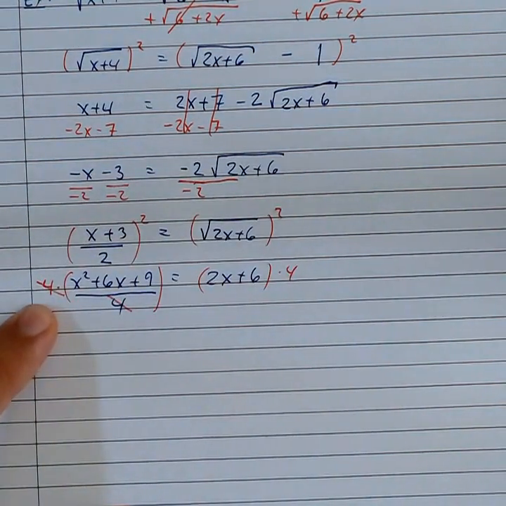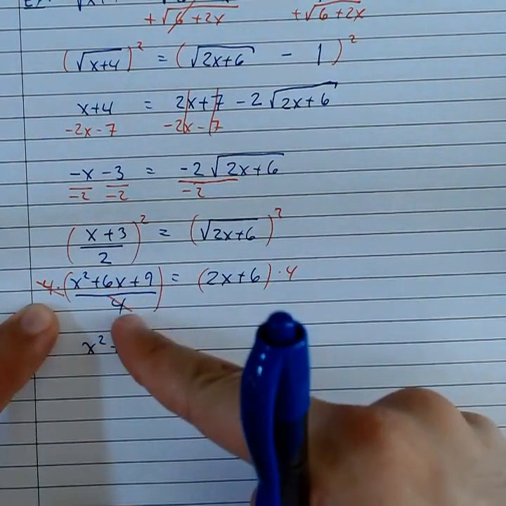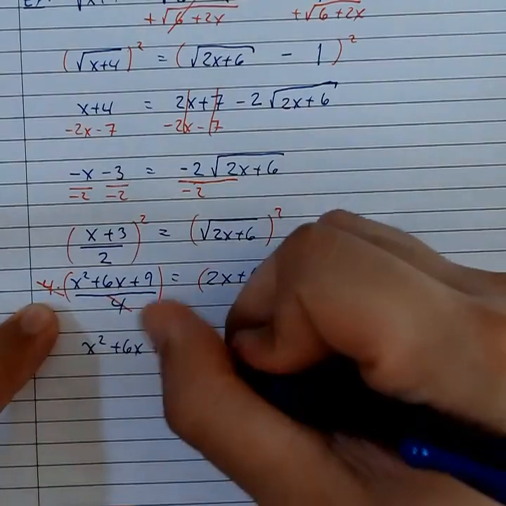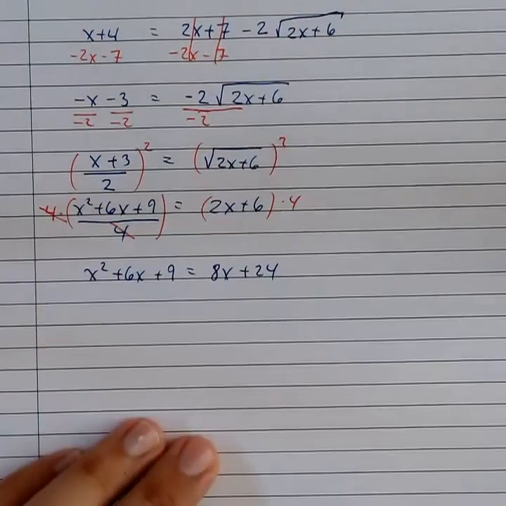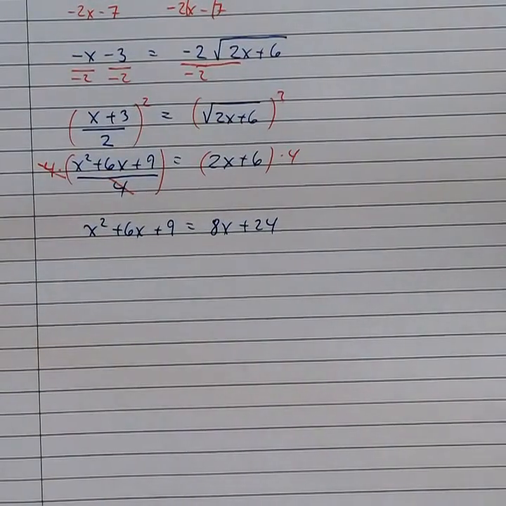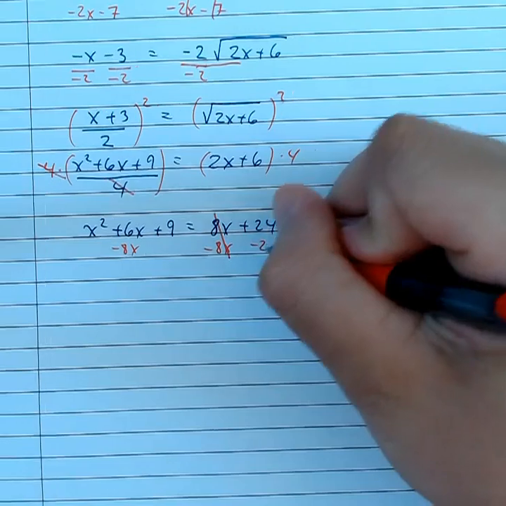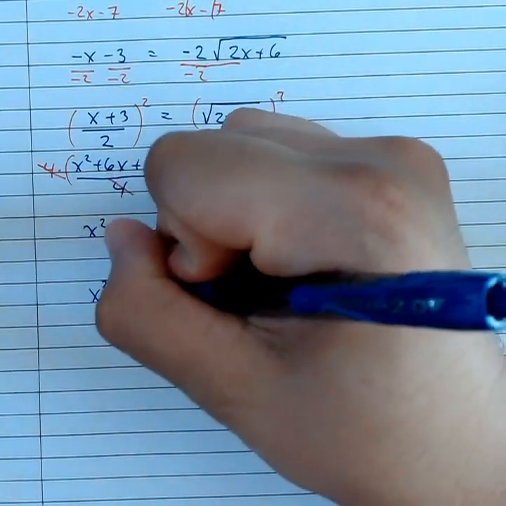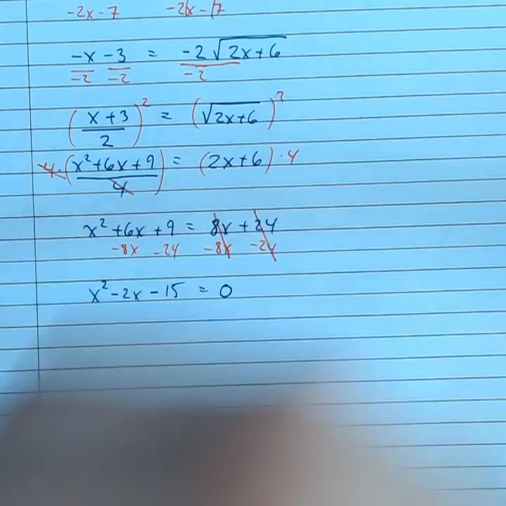That's not required. You could deal with the fractions, but it's probably simpler just to get rid of them at this point. I don't want to have to deal with 9 over 4. Let me just multiply everything by 4. That'll give me 8x plus 24. All right, so there we go. So now that's a nice looking polynomial equation, and we can solve that. Let's go ahead and subtract our 8x from both sides. That goes away. And subtract our 24 from both sides, and that goes away. So that's going to give us x squared minus 2x minus 15 is equal to 0.